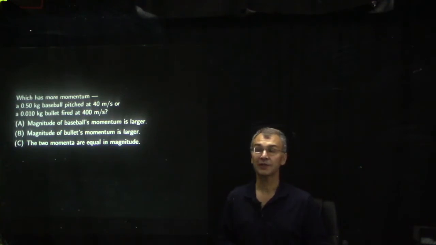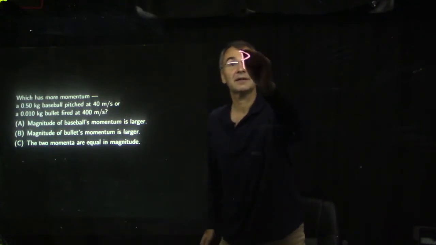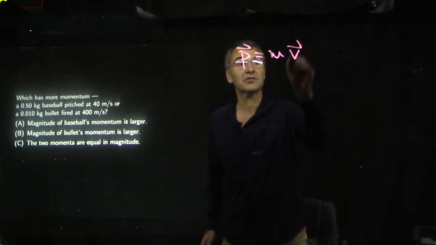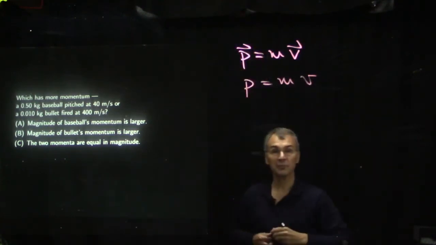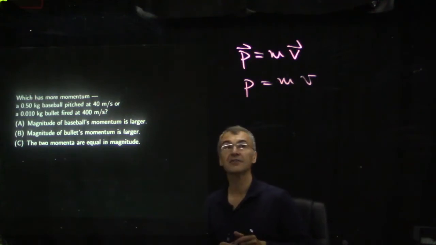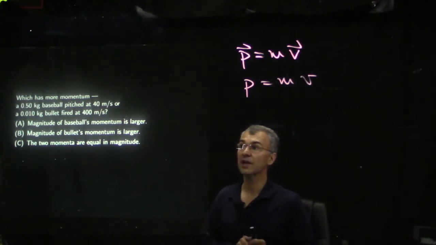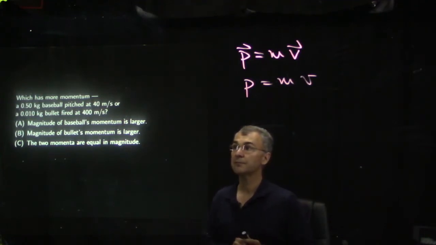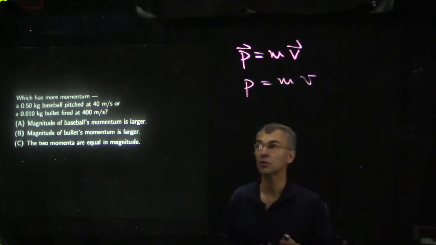Well, by the way, what is momentum? Momentum is what times what? So momentum is mass times velocity, but we just want the magnitude. So the magnitude of the momentum is the mass times the speed. So it seems like the bullet is going 10 times as fast as the baseball, but the baseball seems to have 50 times the mass of the bullet. So I think the baseball is going to have more momentum, but let's see.